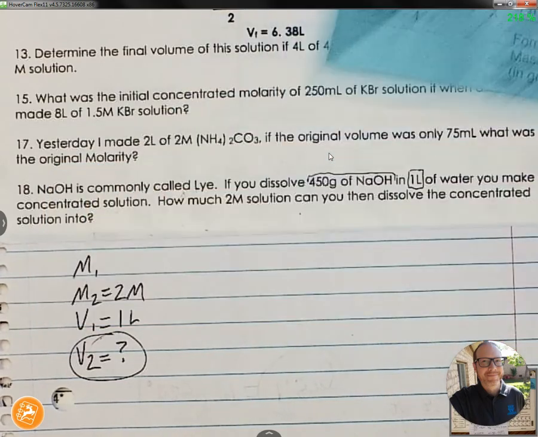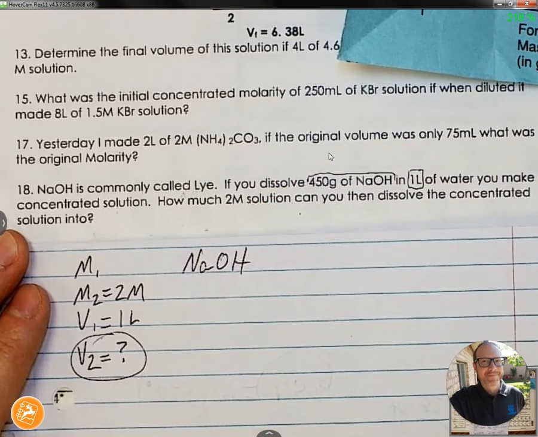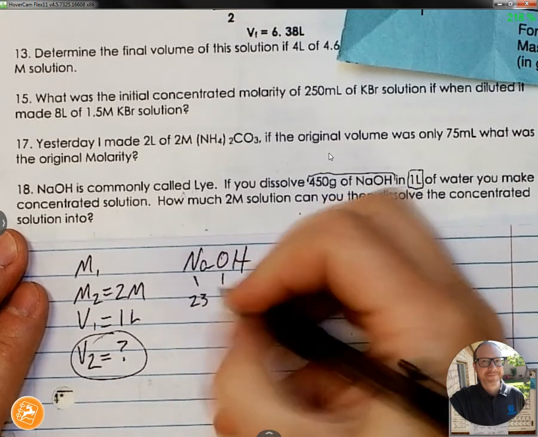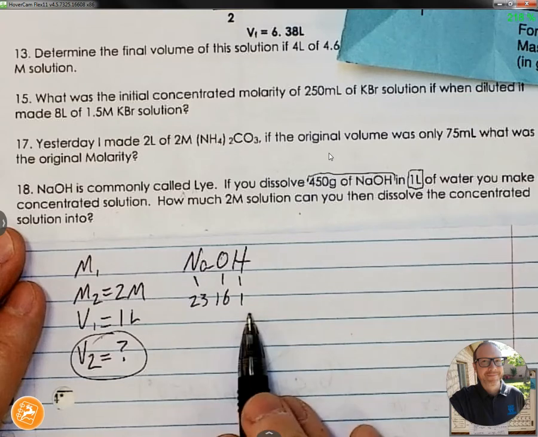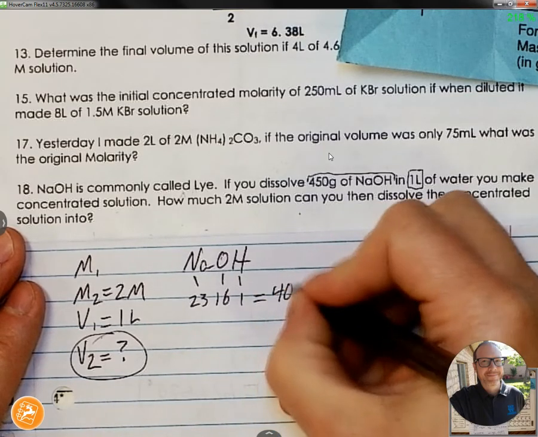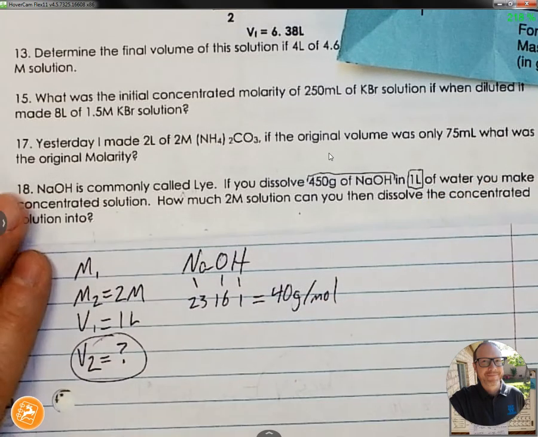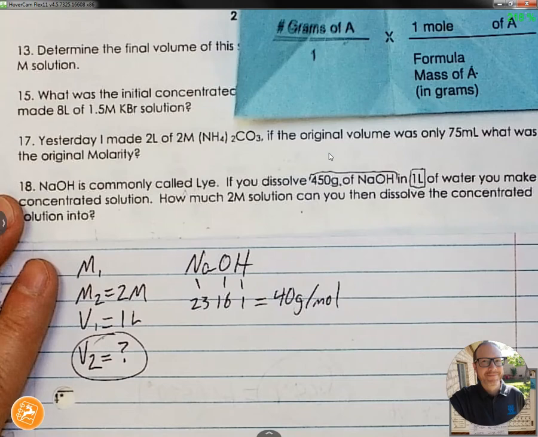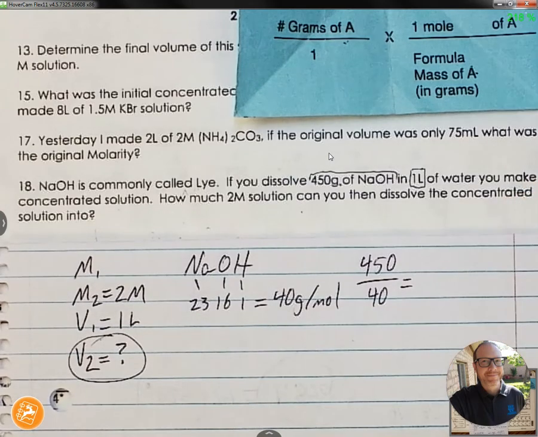So let's do that. I guess that means we need to find the mole mass of NaOH. Sodium, if you look there, is 22.99, so let's call that 23. Oxygen 16. Hydrogen 1. So that's 24 plus 16, let's say 40 grams per mole, give or take some decimals. So I take grams divided by mole mass to get moles. So I'm going to take 450 divided by 40. It's going to be what, 11.25?